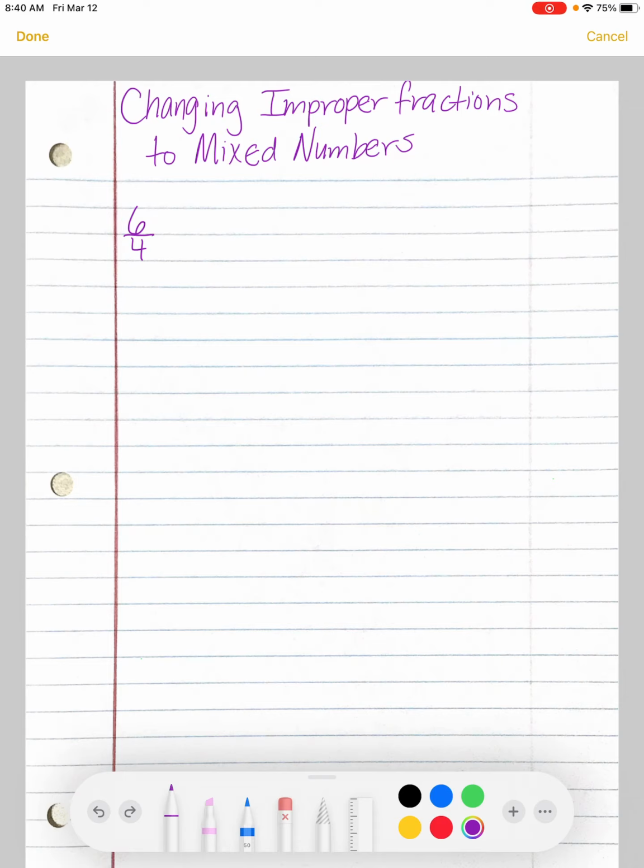So what we're going to do today, ladies and gentlemen, is learn how to draw a picture to change it over into a mixed number. First of all, our fraction tells us everything that we need to know about our drawing. The denominator, our 4, tells us how many pieces to put in our shape. Now, it is a 4. So we have to cut our rectangle or square into 4 pieces.